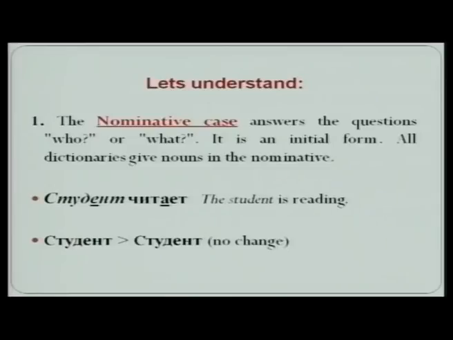Let me give you a few examples about the nominative case now. The nominative case answers the questions who or what. It is an initial form. All dictionaries give nouns in the nominative form only. Let us take a few examples. Student читает means the student is reading. It is in its initial form. It talks about who or what. Student remains student here. There is no change as you can see on the screen.